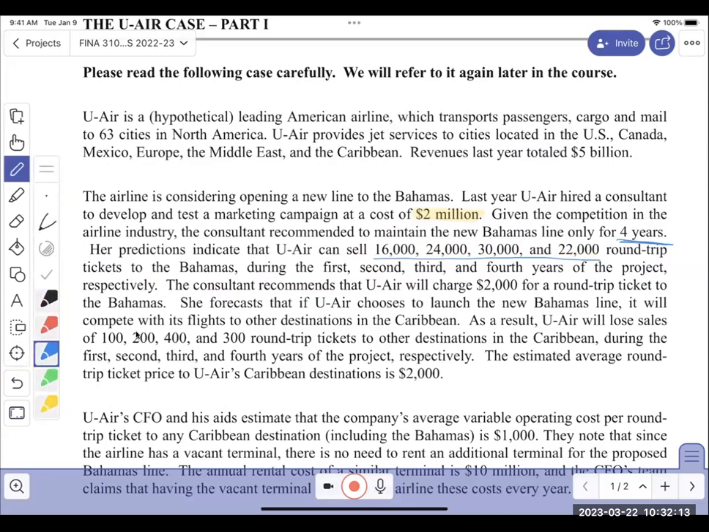So to make them cash flows, we need the revenue per ticket. So the consultant recommends that you charge $2,000. Now this is the charge, but there's also a cost that we're going to look at. This is a revenue, and we're going to look at the expense of flying customers. So together, are these numbers incremental cash flows? I will just circle 4 years because it's not exactly a cash flow.